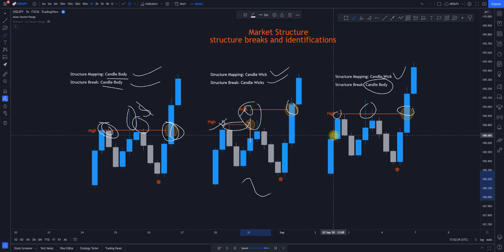You just have to backtest them all to see which one works for you and which one doesn't. With these types of structure breaks, you need to identify which one you feel comfortable trading with and which one you don't. You just have to leave all of it.